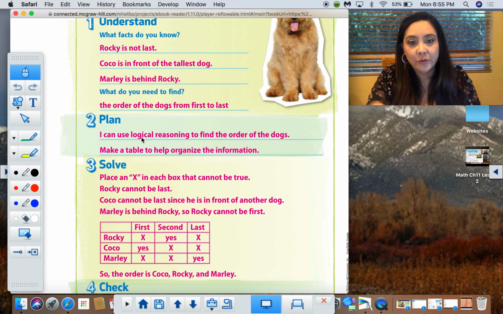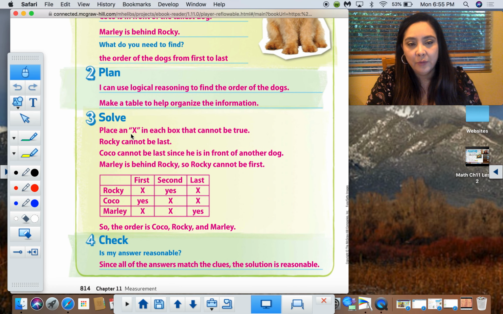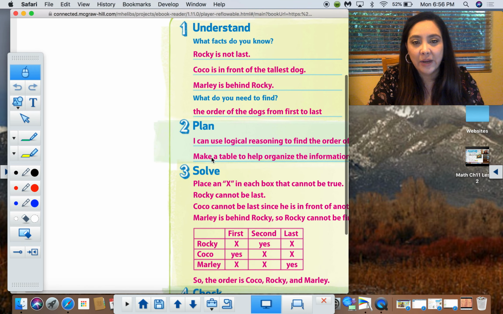We're using logical thinking, and we made a table to organize information. We placed an X in each box that meant no, and we knew that Rocky couldn't be last. Coco couldn't be last since he was in front of another dog, and Marley is behind Rocky, so Rocky became second and Coco first. So our answer is reasonable.